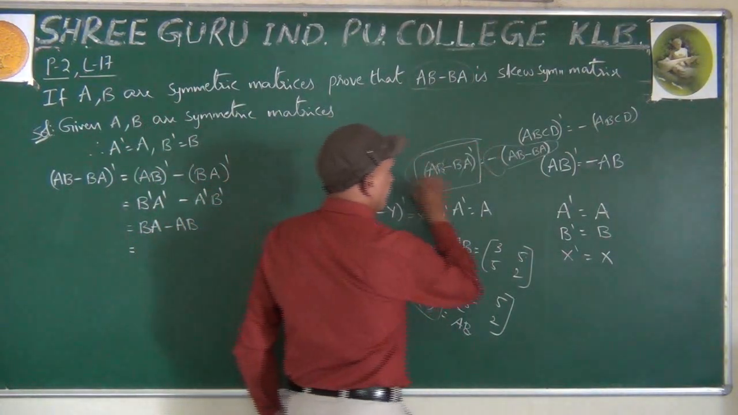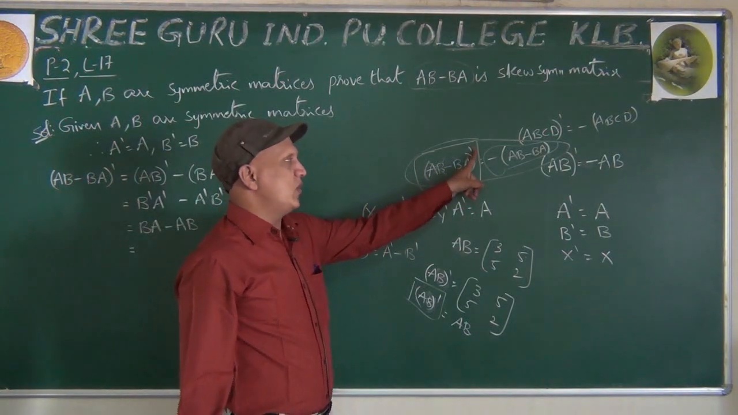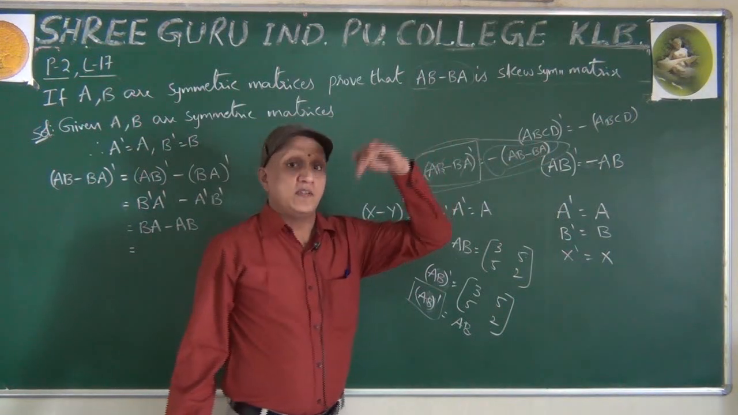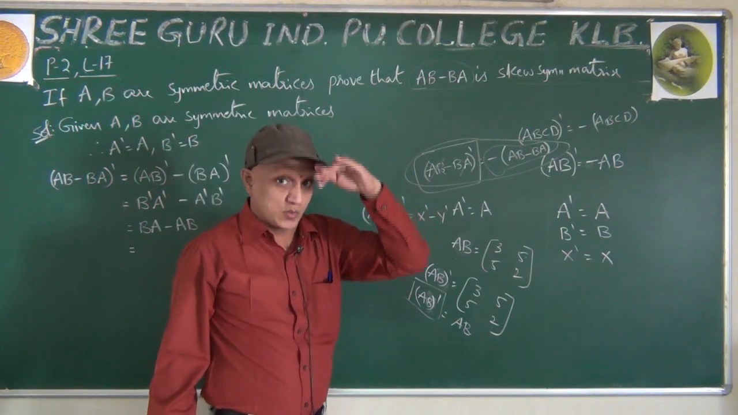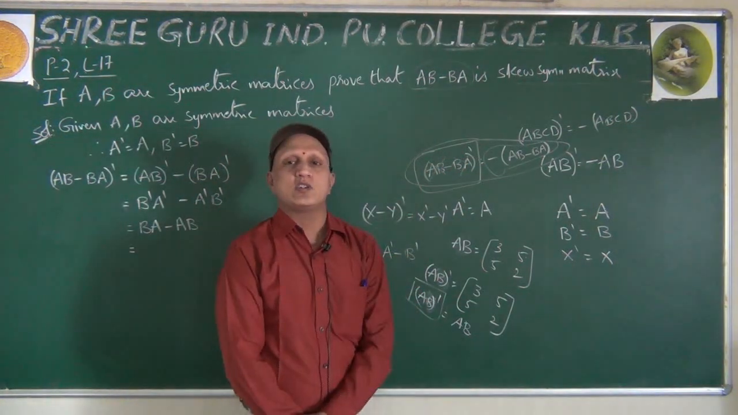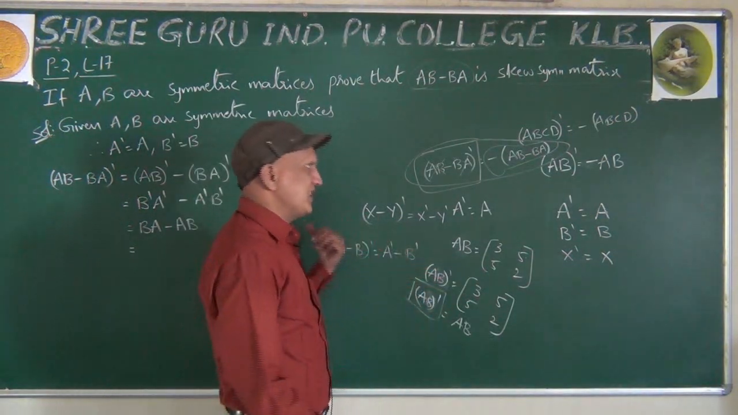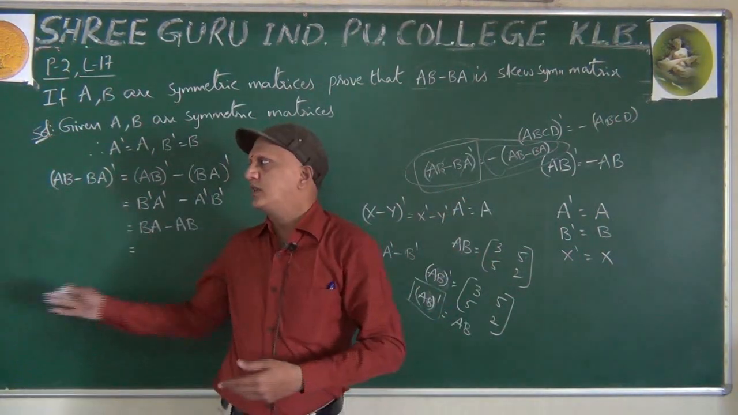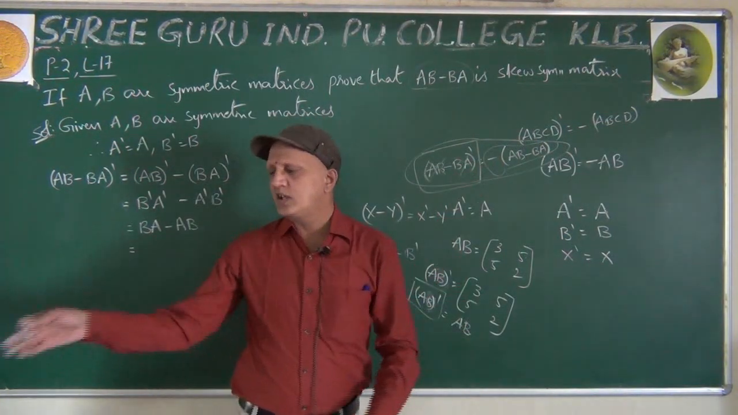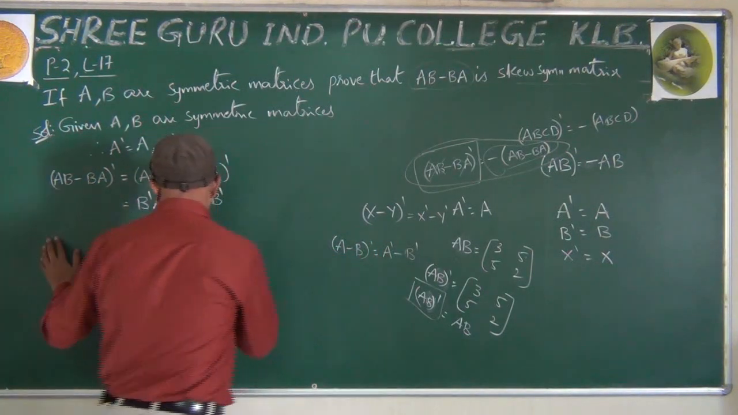See here, what we want. AB minus BA whole dash equal to minus of AB minus BA. If it is possible to prove, then only we can say that AB minus BA is skew symmetric. We have to try whether it is possible or not. If not, we have to say that therefore AB minus BA is not skew symmetric. If it is possible, yes, we can say that AB minus BA is skew symmetric. But we have to try. So take minus common.